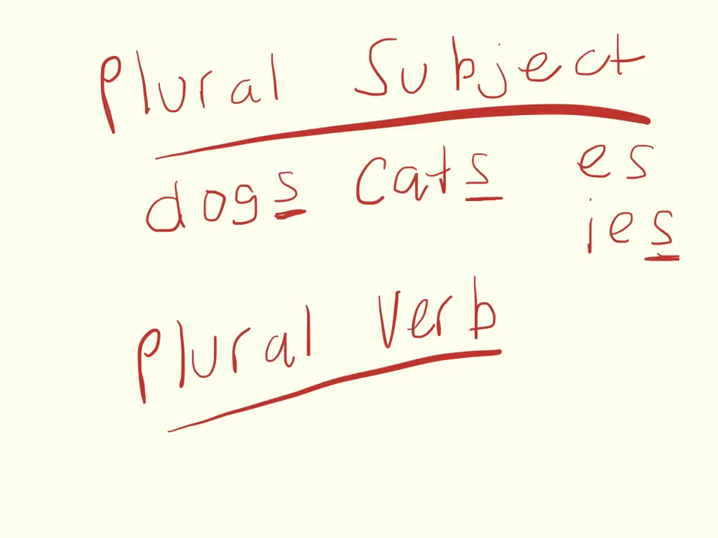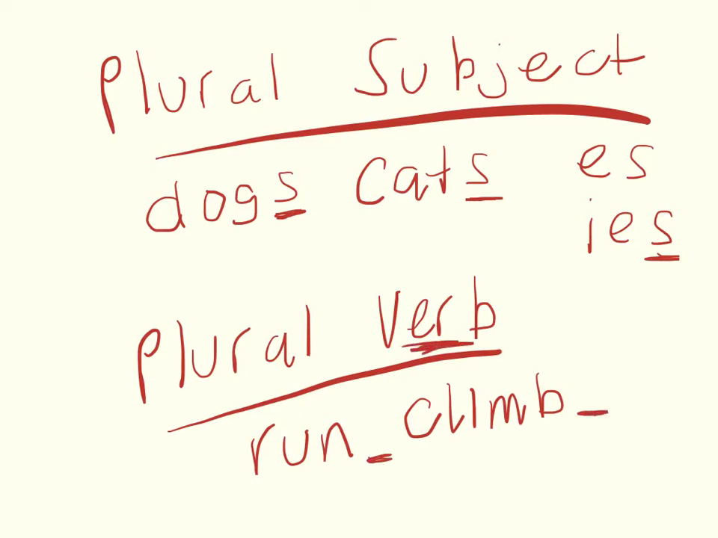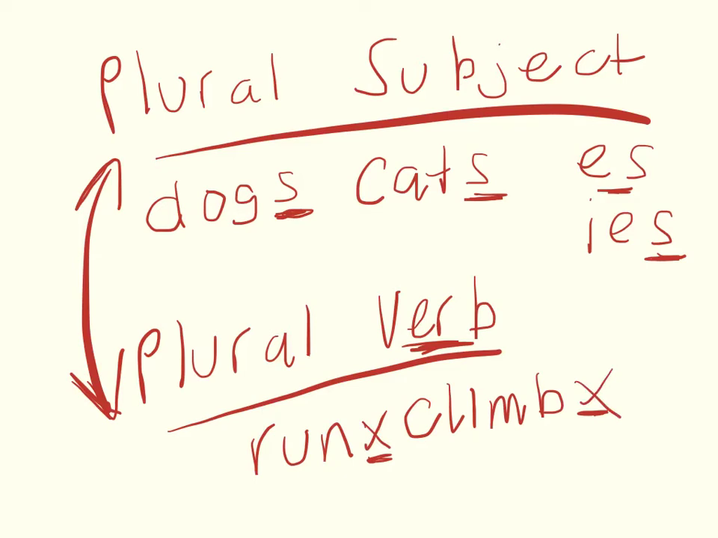Now notice, plural verbs, right, do not end in S most of the time. What do the dogs do? Right, the dogs run. What do the cats do? The cats climb. Okay? No S for plural verbs. So it's just the opposite of subjects or nouns. Again, when we put a noun into its plural form, we add an S, or ES or IES. But plural verbs, no S. Okay? No S. All right?